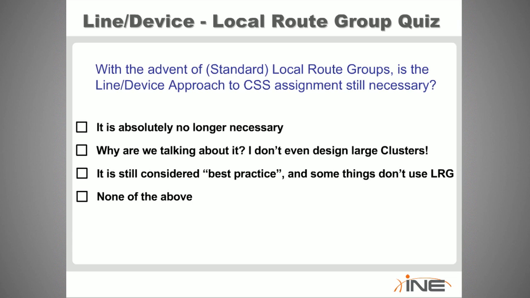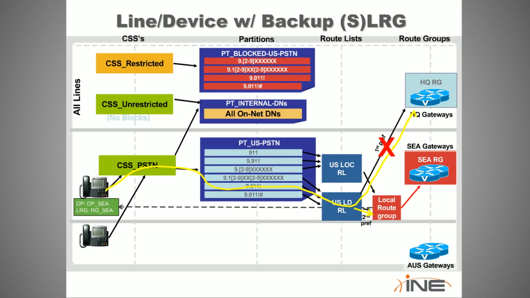So, with the advent of standard local route groups, is the line device approach to calling search space assignment still necessary? Let's go back and look at this. What was our reason for having the line device approach restricted up here? What was the reason for splitting out line CSSs, which denoted class of service or class of restriction, versus device calling search spaces, which denoted the path selection or site-specific call routing?